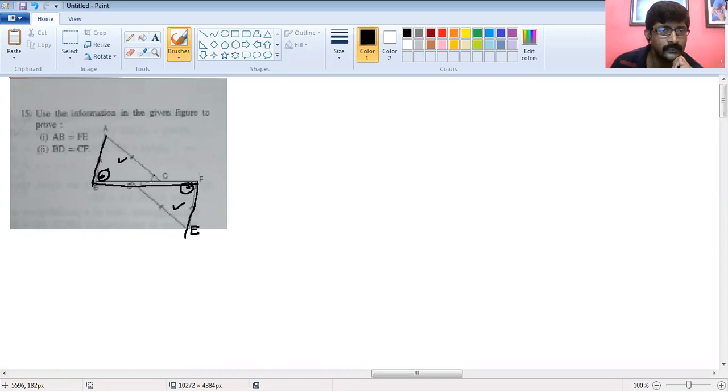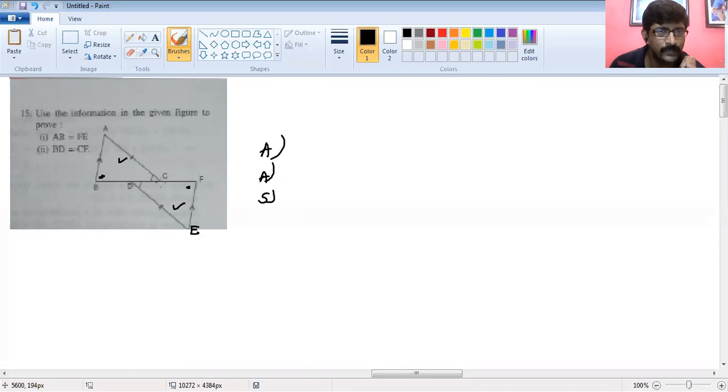And क्या दिया है? This angle is equal to this angle दिया है. So this is given, and then one more thing is given. AC is equal to DF. That is given, isn't it? So what we can say all together, these two triangles are congruent by which test? These two triangles are congruent by AAS test. So once we prove these two triangles are congruent by AAS test, we can say the remaining side, that means side AB is equal to EF by CPCTC.